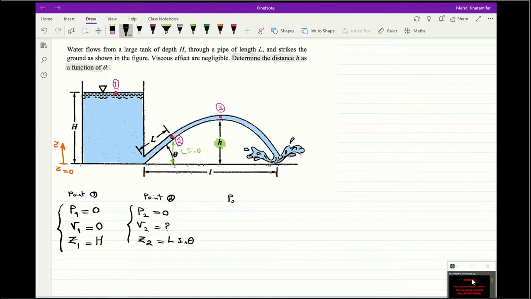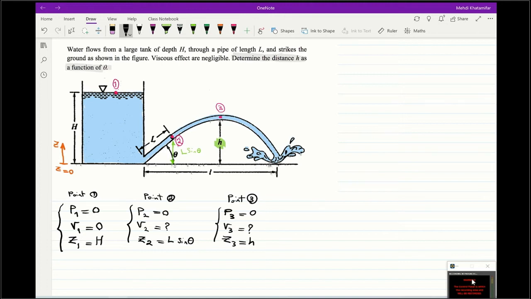Now let's write for point 3. Pressure at point 3 is 0, again connected to atmospheric pressure, nothing there. V3, we don't know. And Z3 is the elevation h. Again, we need to find this h in terms of theta.